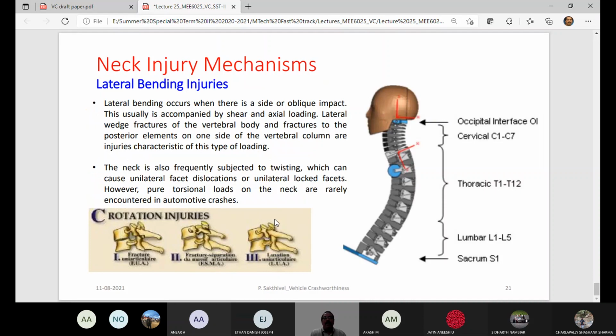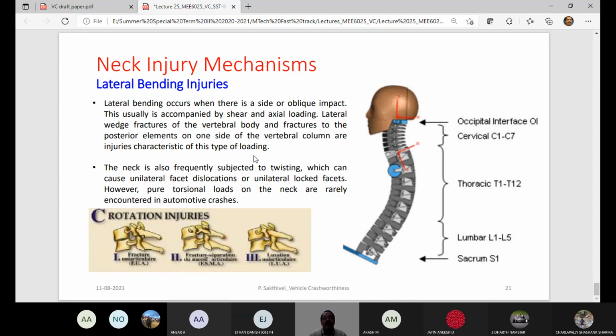And then lateral bending injuries. Lateral bending occurs when there is a side or oblique impact on your vehicle. This usually is accompanied by shear and axial loading, causing lateral wedge fractures of the vertebral body and fractures to the posterior elements. The vertebral body and posterior elements were all there in the previous slide.